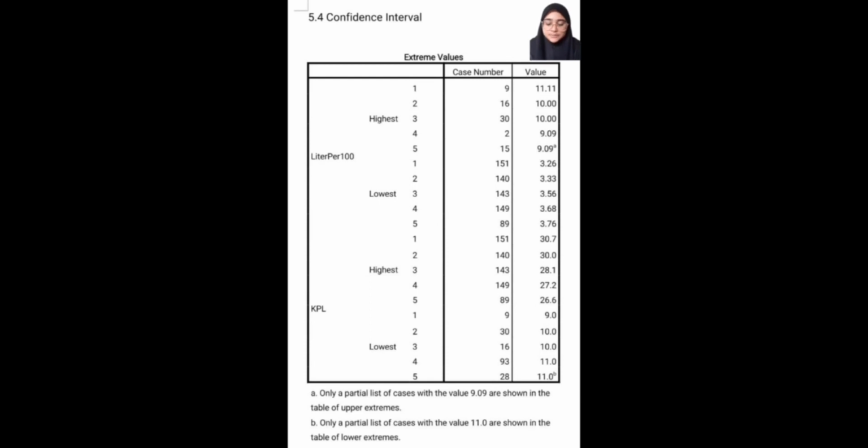5.4 Correlation Interval. We analyzed the sales variable using the urban factor. Urban factor has two levels, which are liter per 100 and KPL. For liter per 100, the lower boundary and upper boundary are 30 and 143 respectively. The standard error for the dependent is 11.0. For the yes level, the lower boundary and upper boundary are 1.43 and 16 respectively. The standard error for the yes factor is 28.01.